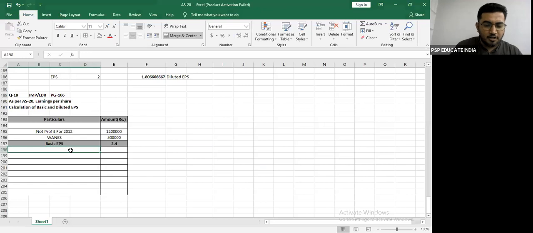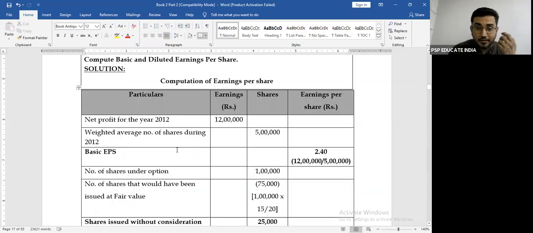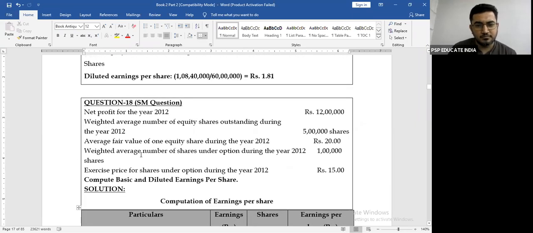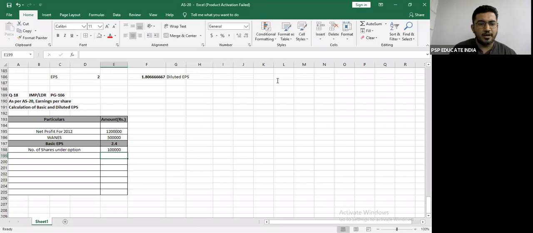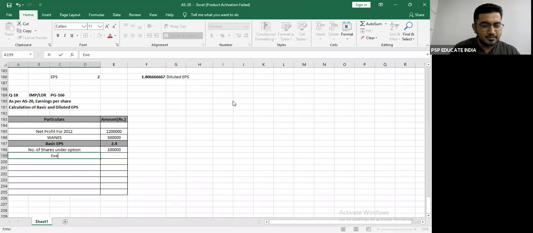Your number of shares under option. How many number of shares are there under option? Look at the question and tell me. कितने shares है हमारे पास? 1 lakh. What is your exercise price in the question? 15.